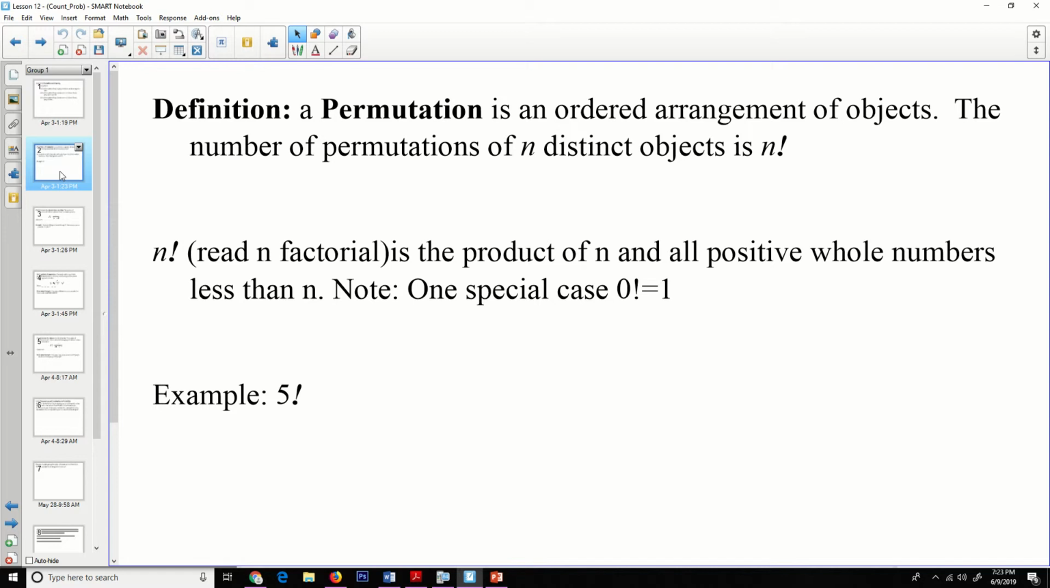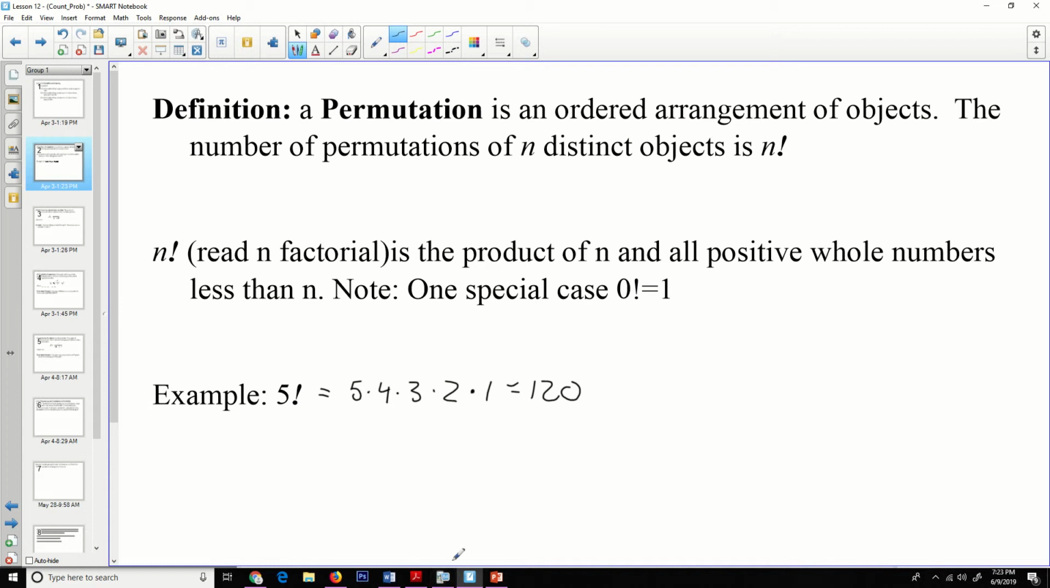So first thing, a permutation is an ordered arrangement of objects. The number of permutations of n distinct objects is not n with an exclamation. It is n factorial, which is this notation here. And n factorial is the product of n and all of the positive whole numbers that are less than n. And there is one special case. 0 factorial is 1. So if you are asked to give 5 factorial, 5 factorial is just 5 times 4 times 3 times 2 times 1, which is 120.